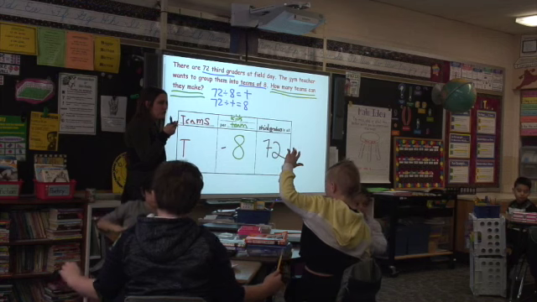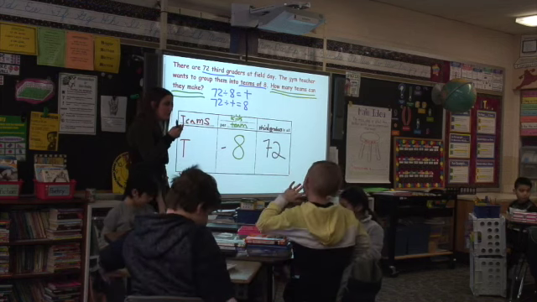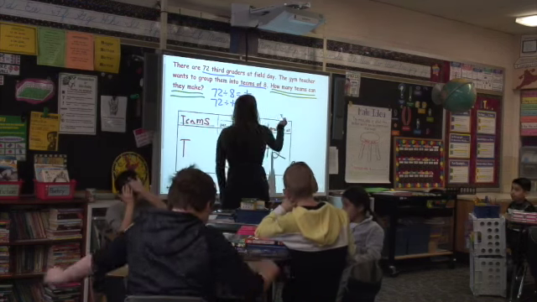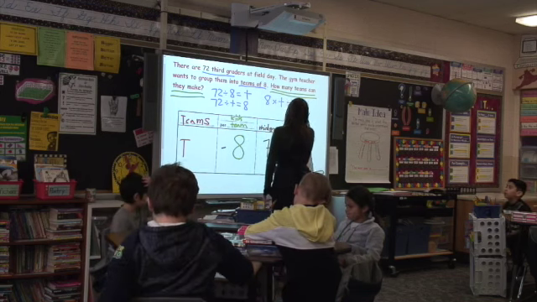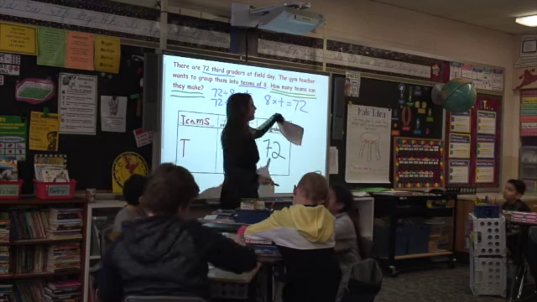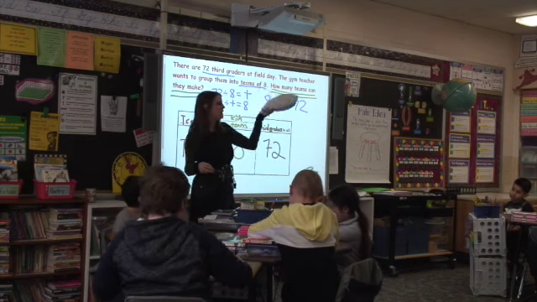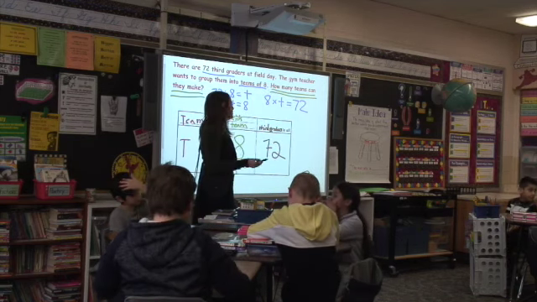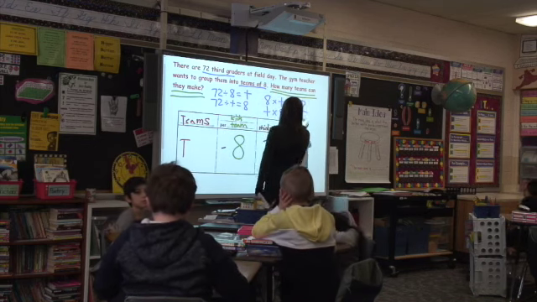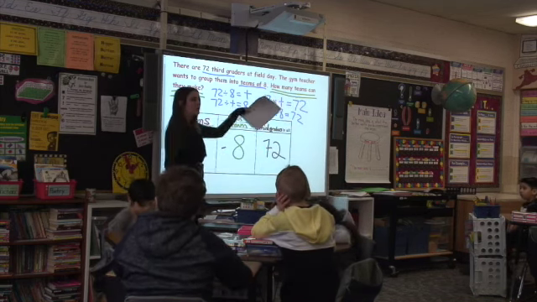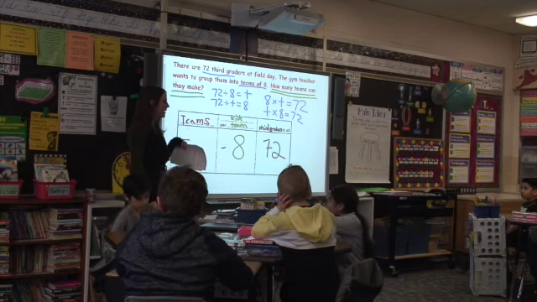Josh. 8 times T equals 72. So if that's something, we could use the turnaround rule. And Anthony, what could our last equation be? T times 8 equals 72. So those are your 4 equations for that one. Okay.